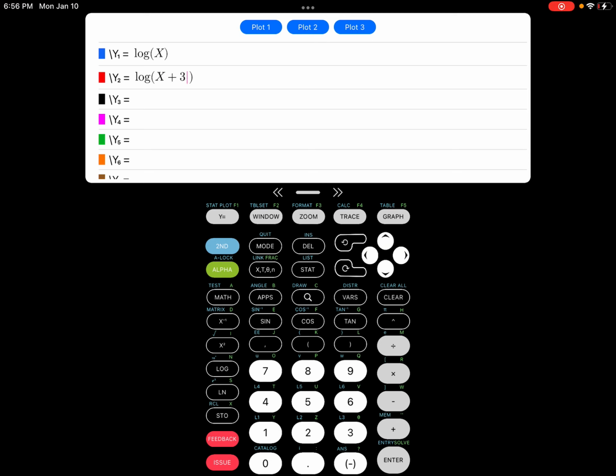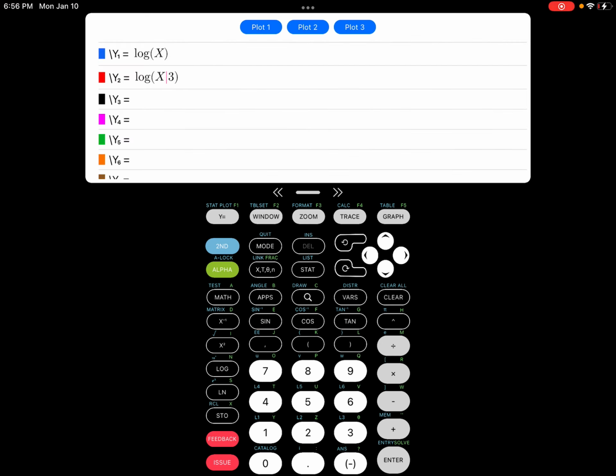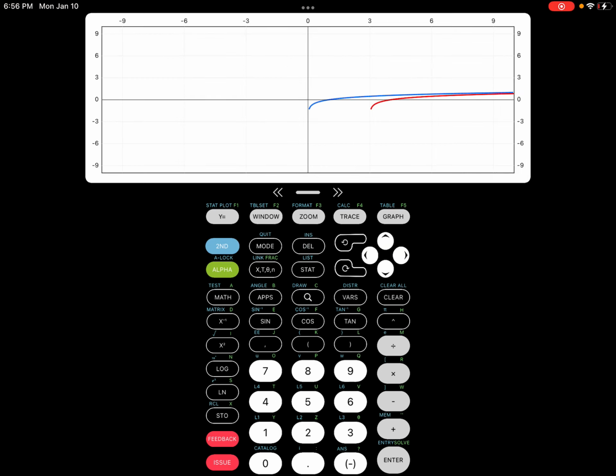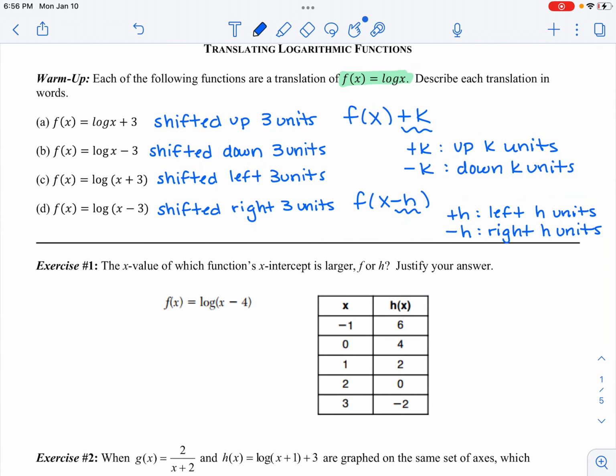Choice C was the positive 3. You can see the red graph went left of the original. And then we could do the same thing with the last choice. Choice D is where it went to the right. So you could have confirmed and answered this question with your calculator as well. Okay, so today we're going to take a look at log graphs, properties of them.